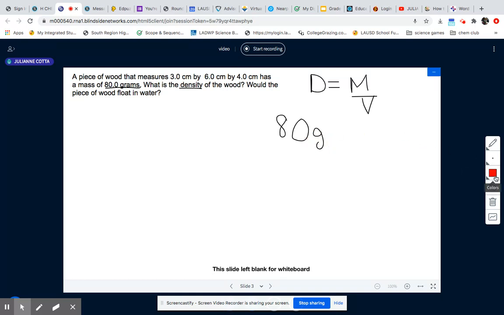Oops, I put 80 grams when it's really 80.0 grams. So make sure you write it correctly, unlike Ms. Cotta just did. So it's 80.0 grams. That means it has 3 significant figures.